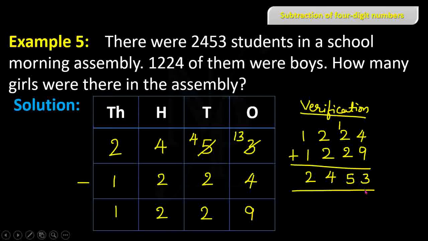So since we got the sum as same as the number from which we subtracted the other number, therefore our difference is correct. The difference we have found is correct. So the conclusion is the number of girls is equal to 1229. Or you may write 1229 girls were there in the assembly.